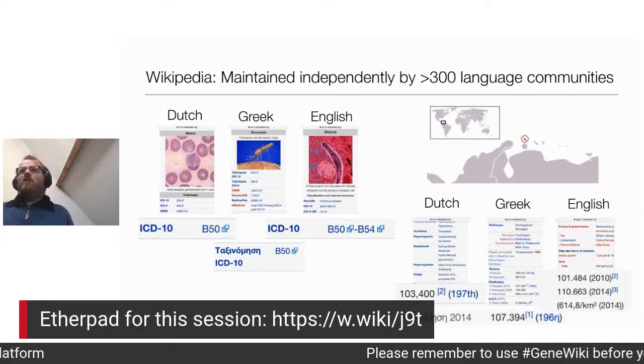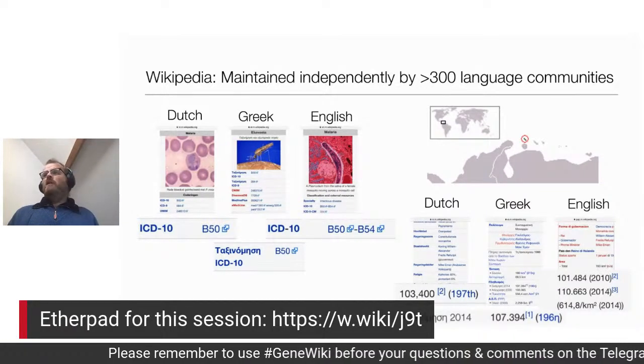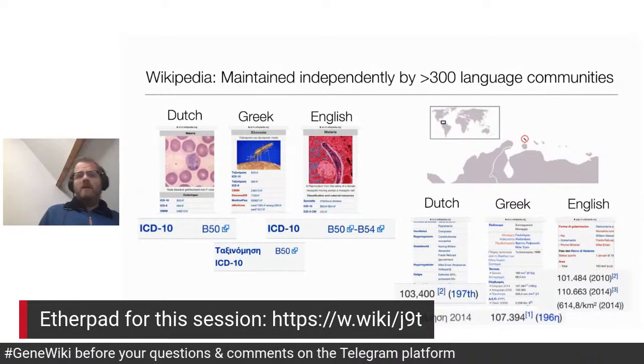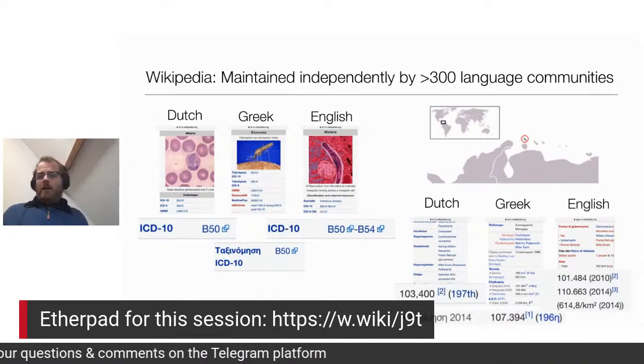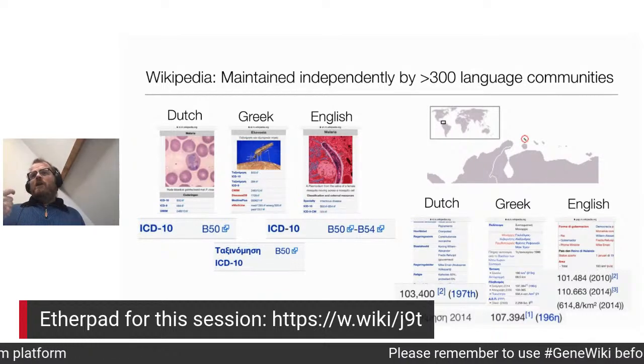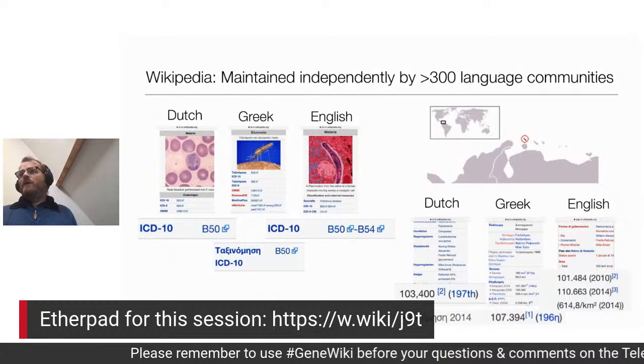Wikipedia is also a multi-language community project. There are more than 300 language Wikipedias, and the knowledge is different depending on where the information is coming from.